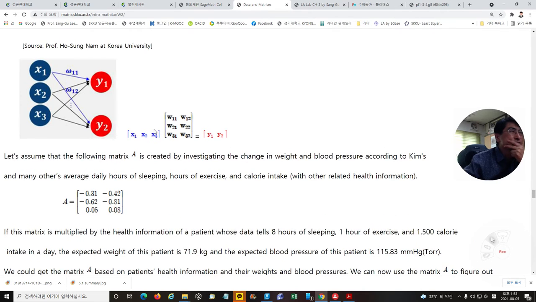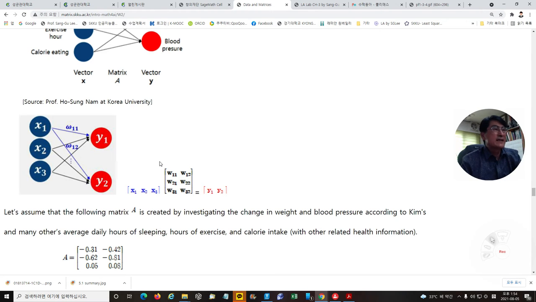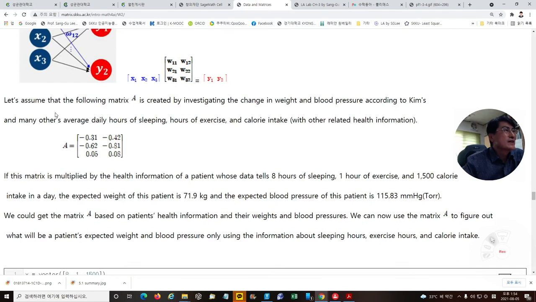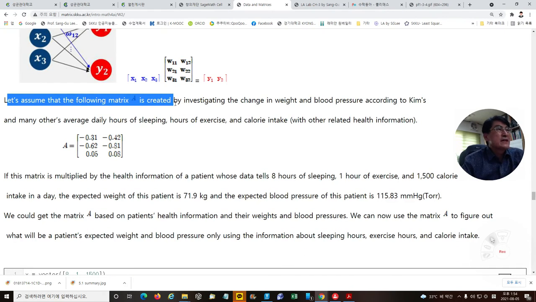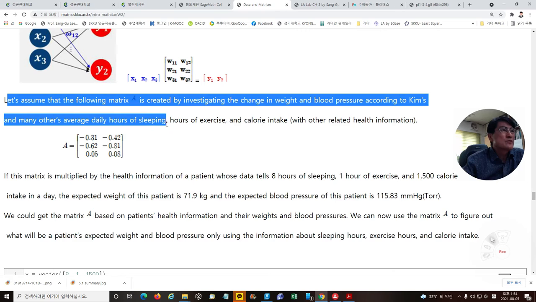This gives some insight into how matrices and matrix operations can be used in real-life situations. Let's assume the following matrix A is created by investigating the change in weight and blood pressure according to many people's average daily hours of sleeping, hours of exercise, and calorie intake, with other related health information.